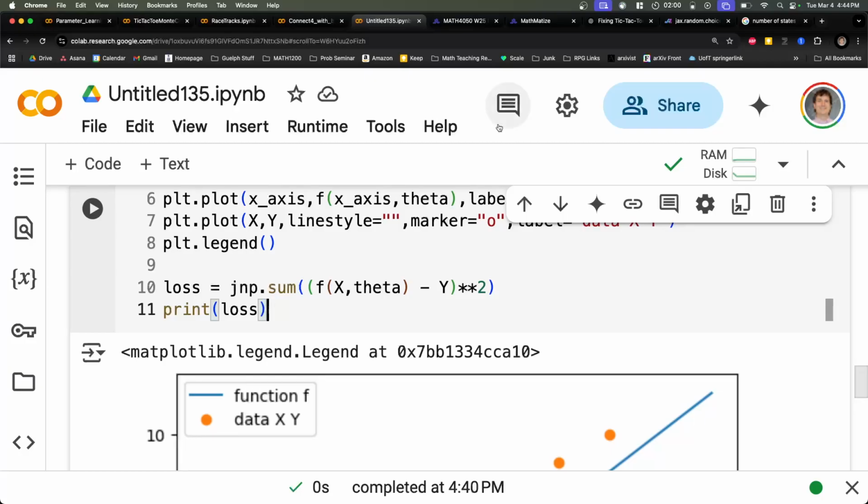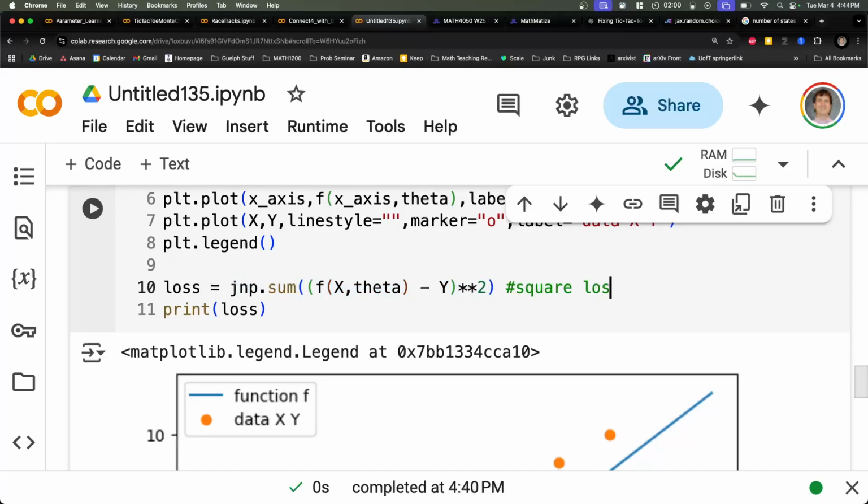This difference is sometimes called the residual. So f of x minus y is called the residual. The residual squared, and then you sum it, is sometimes called the residual sum of squares. So if you wrote RSS, you were doing this loss. This is sometimes called the square loss.